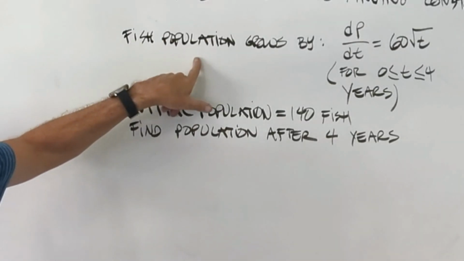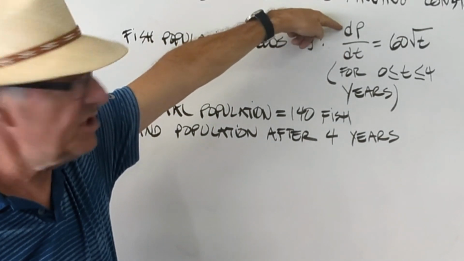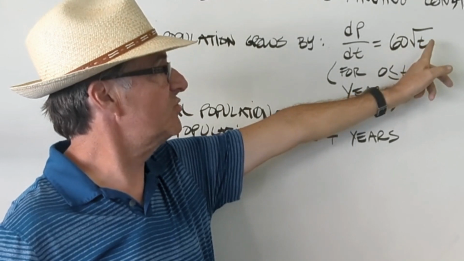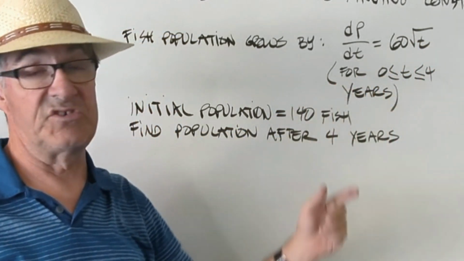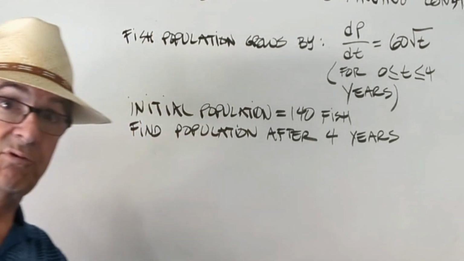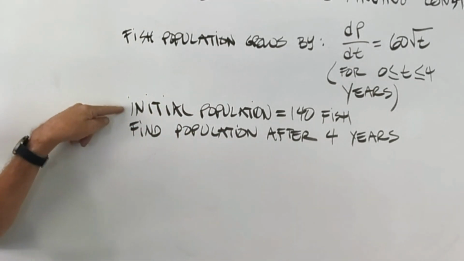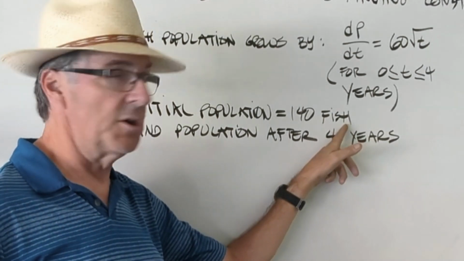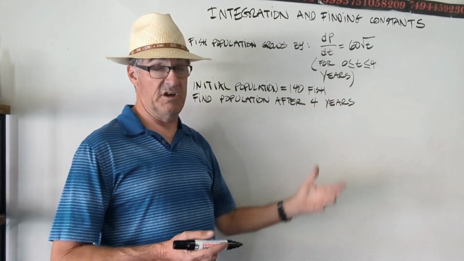A fish population grows by dp dt, change in population as a function of time, and the function is 60 times the square root of time, where time is between 0 and 4 years. So 1 year, 2 years, 3 years, 4 years, okay? So here's our prompt. Actually, before we get to that, here's a condition that you're given. Initial population equals 140 fish. We're going to have to interpret that in just a minute. Find the population after 4 years.